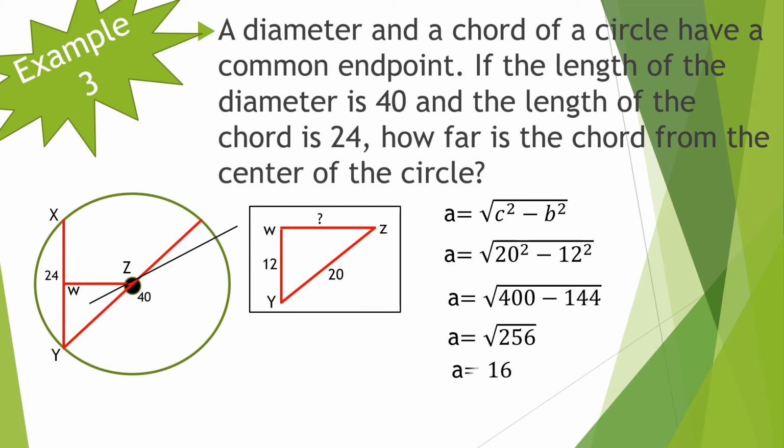What is the square root of 256? That is equal to 16. Therefore, how far is the chord from the center of the circle? WZ, the distance of the chord, is 16 units away from the center of the circle.